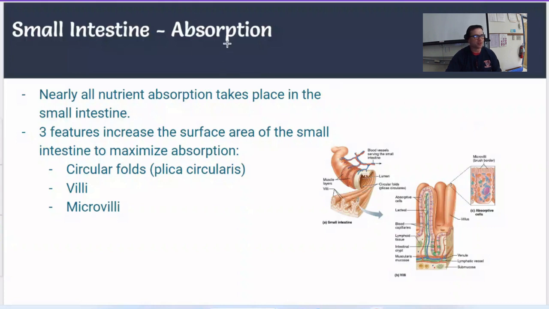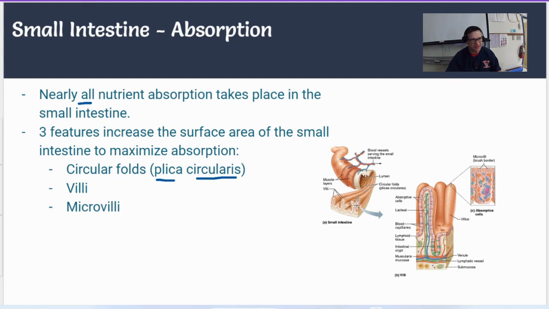Small intestine absorption. Nearly all nutrient absorption takes place in the small intestine, 90% plus. All right, so three features help to increase surface area to help increase absorption in the small intestine. The first is called the plica circularis, which are circular folds. So inside the lumen or in the mucosa, there are these circular little folds, and you can see those right here. So they go around the lining of the small intestine, the mucosa.